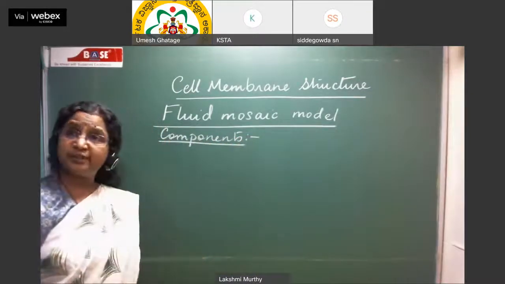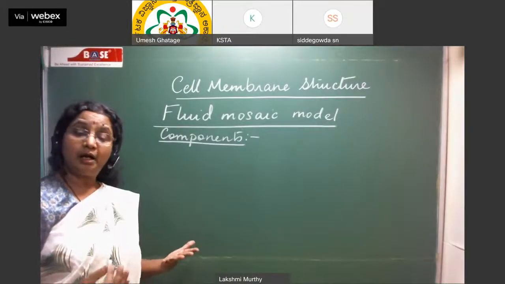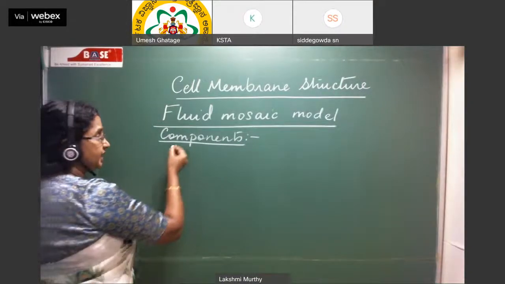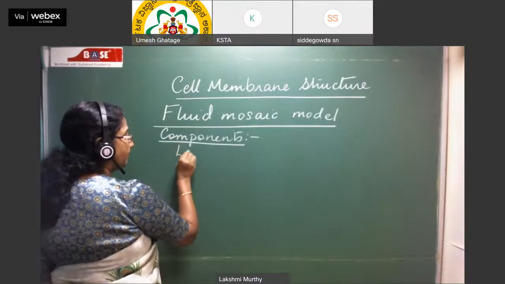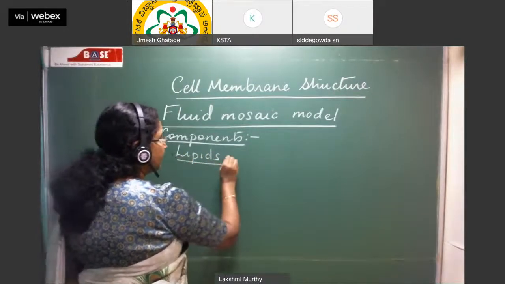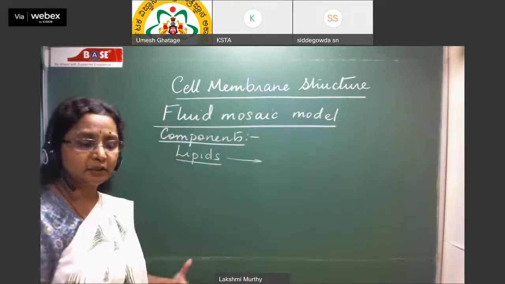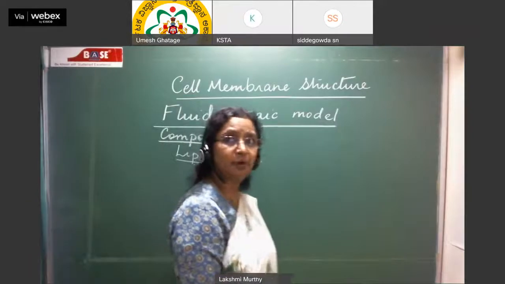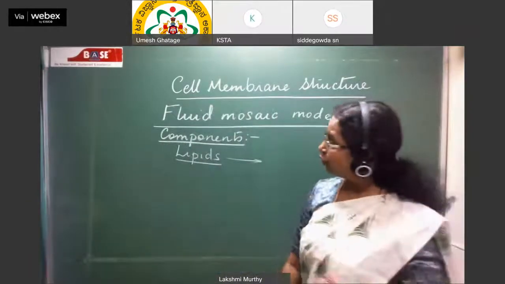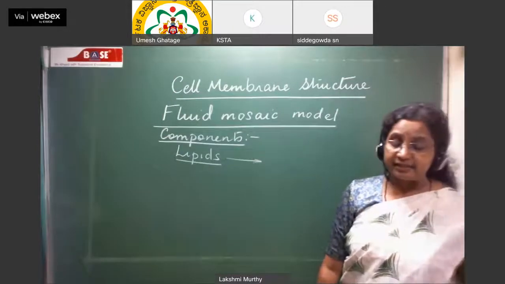The components which were present in a large amount: a large amount of the cell membrane is going to be made up of lipids. Lipids, as you are aware, are non-polymer biomolecules. They are not polymers, they are non-polymer biomolecules. So one of the biggest components present in cell membranes was lipids.